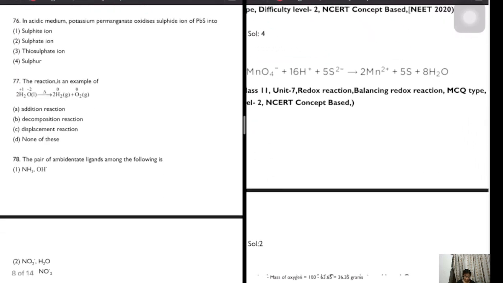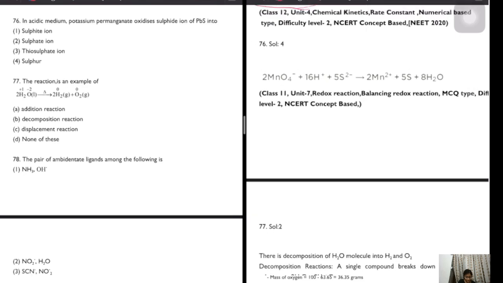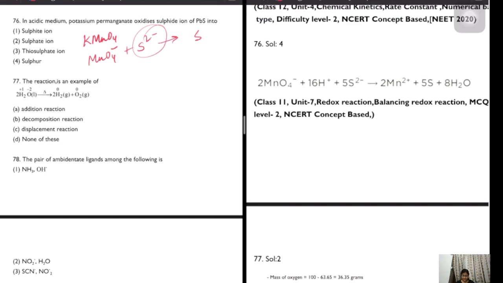Now in the next question, what do we have? In acidic medium, potassium permanganate, if it is acidic, it can be also written as this, oxidizes the sulfide ion. Sulfide is this, PbS, and obviously it will be oxidized to sulfur. This is the balanced equation. So the correct answer would be sulfur.